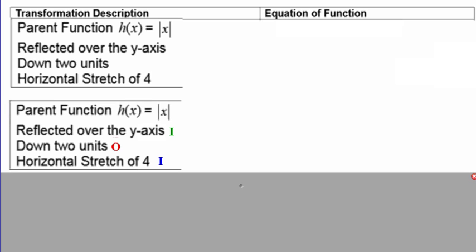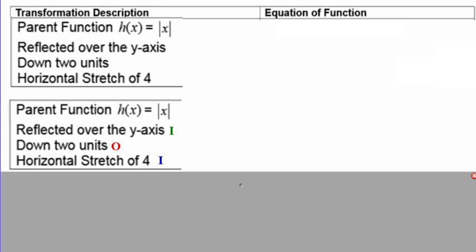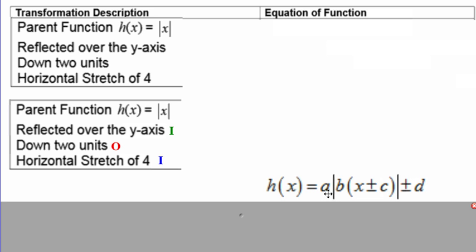And then we have to think about the input changes happen inside with the x, and they are the inverse of what they appear. And the output changes happen on the outside of the function. So thinking about the parent functions, we have the output changes here in locations for A and D. Typically vertical stretching and reflecting here in the A position, vertical shifts up and down in the D position. So here, since we're moving it down 2 units, that would happen here, and we'd be subtracting 2.